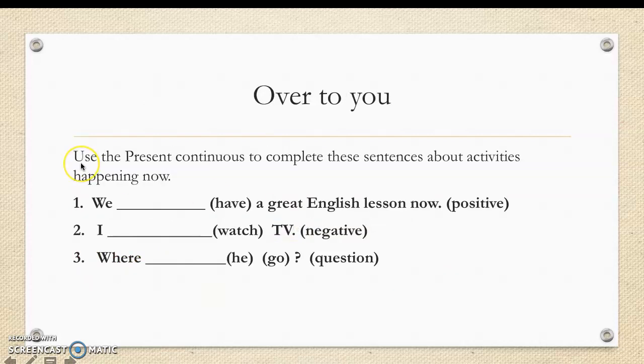Over to you. I want you to use the present continuous to complete these sentences about happening now. So here you have the verb, and I want you to put that in the present continuous form. Here you have the verb, I want you to put that in the present continuous, and here we have the person and the verb, and ask a question using the present continuous. Now please pause, and we will continue.